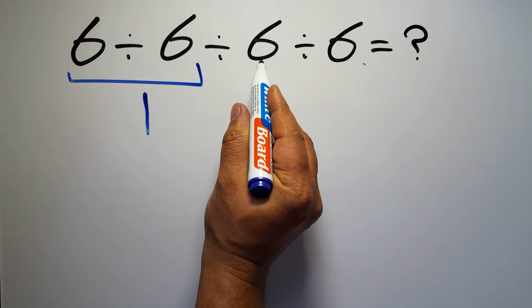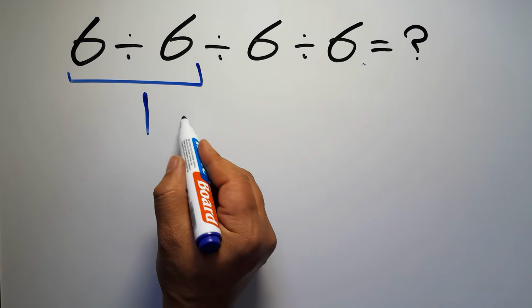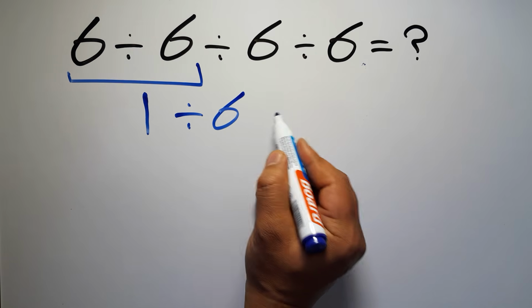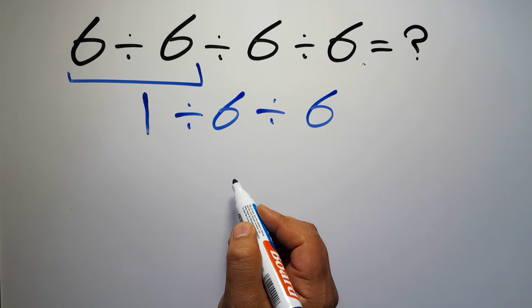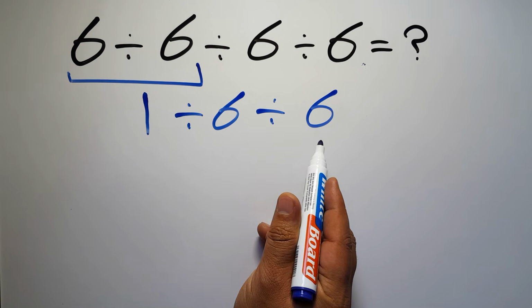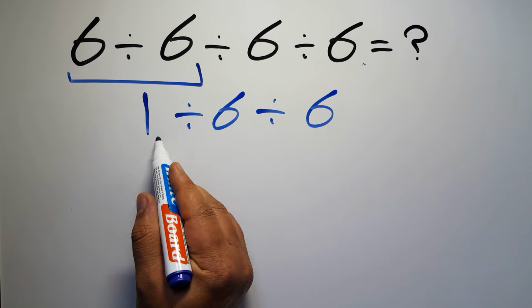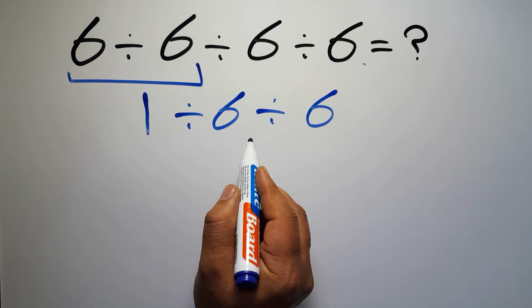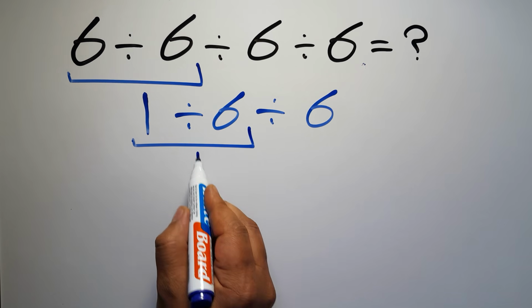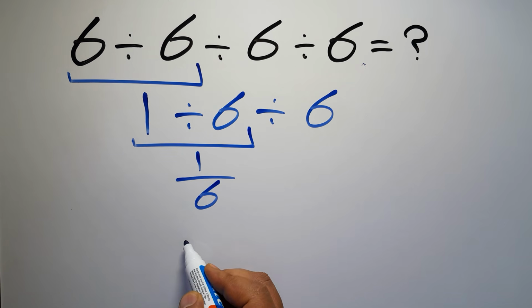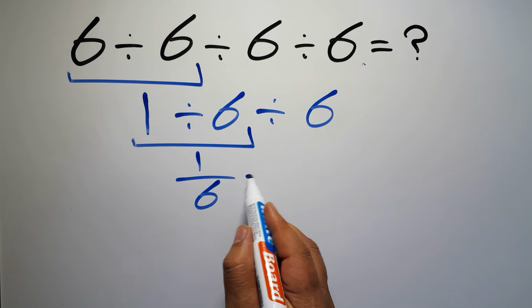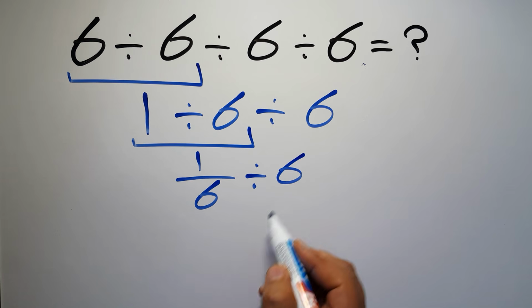So 1 divided by 6 and again divided by 6. Now we have to work from left to right. So first we have to do this division. 1 divided by 6 can be written as 1 over 6. So 1 over 6 divided by 6.